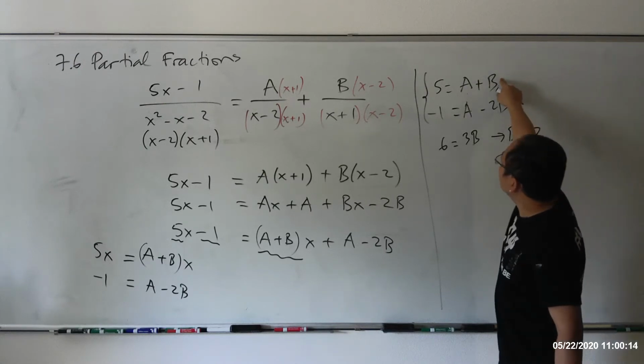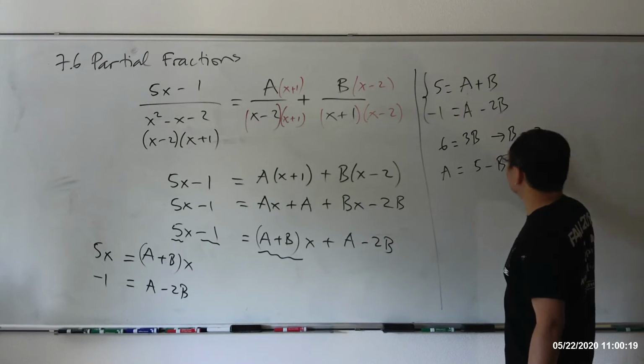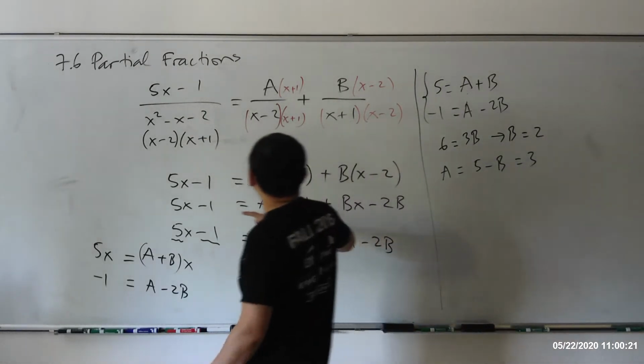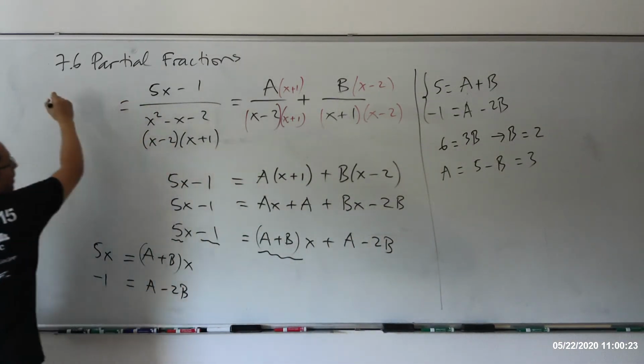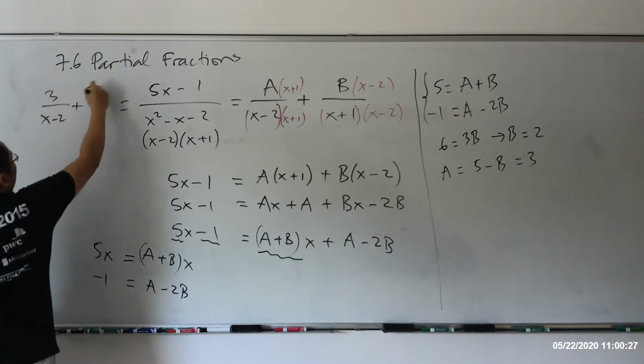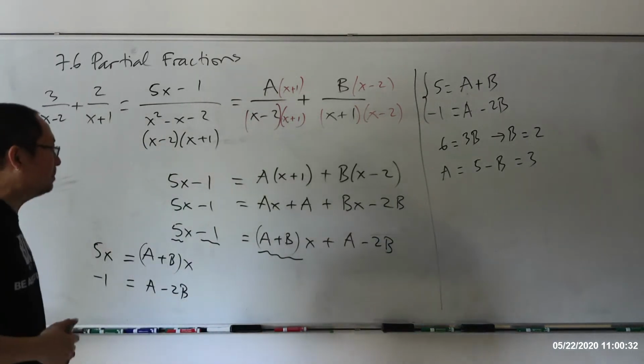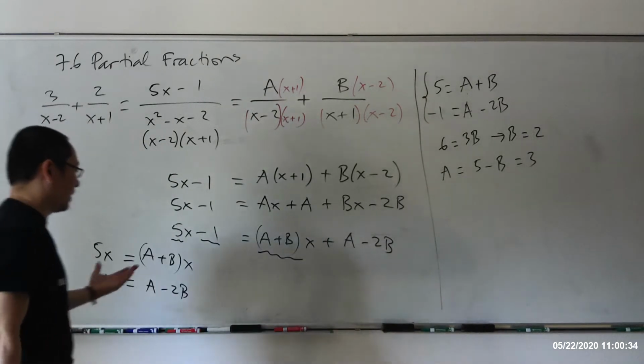After having b equal to 2, plug in and you can solve for a. 5 minus b, equal to 3. So the answer is: a is 3, so 3 over x minus 2, and then b is 2 over x plus 1. I got the fraction. Okay? That was the first method, and of course it works in here.